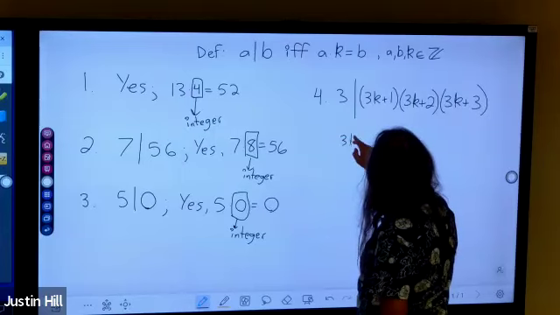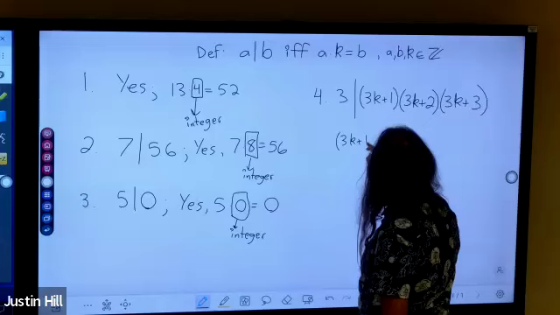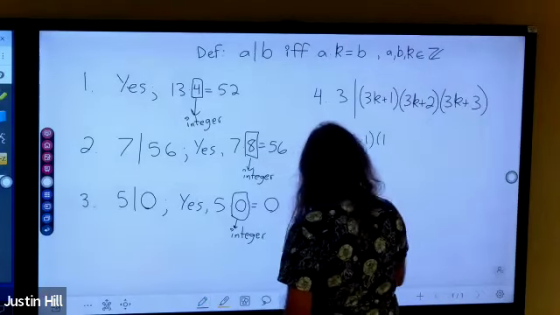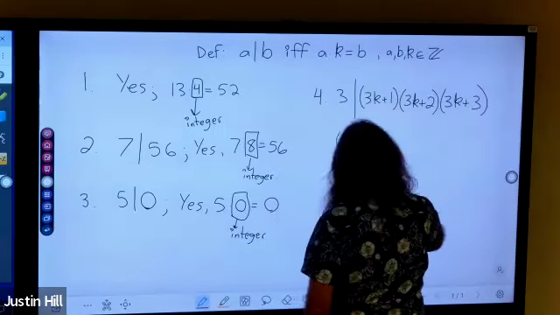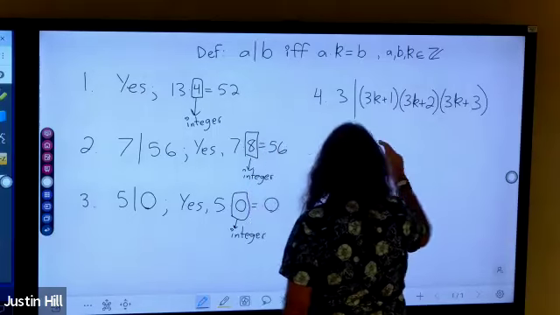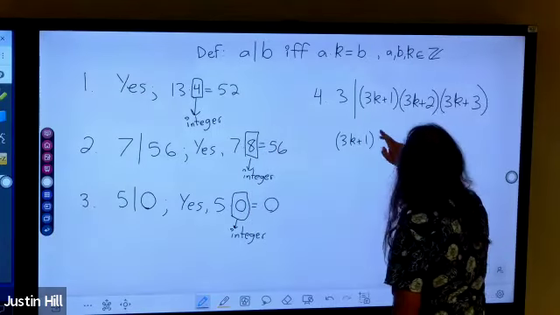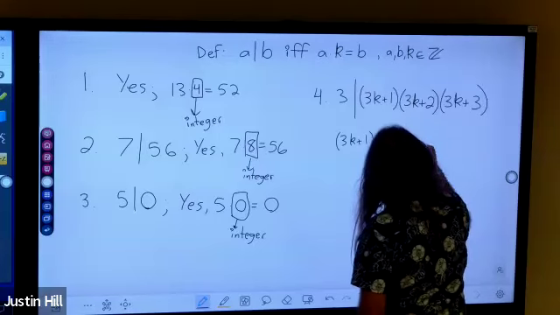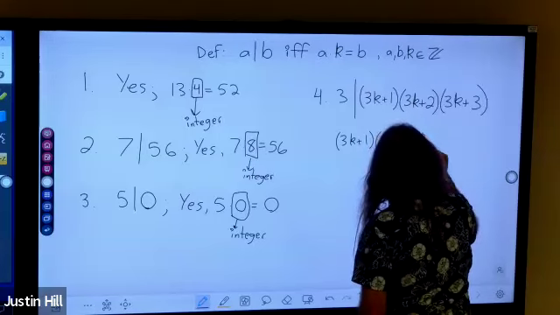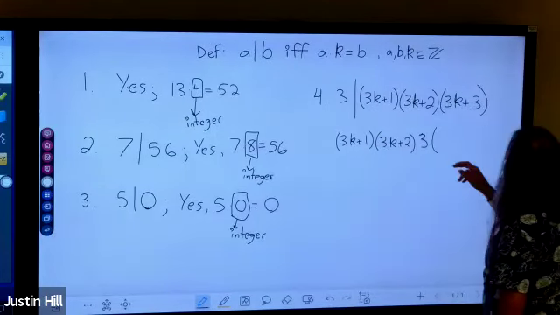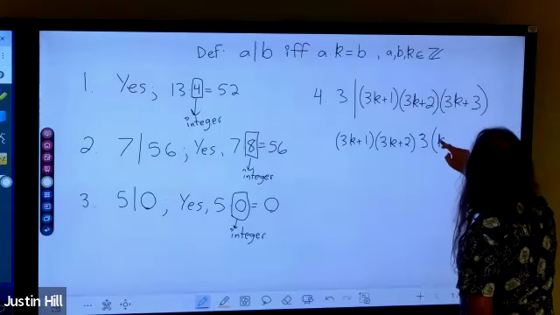So what you might notice here is that the answer to this ends up being yes. But let me give the prep for where I get that answer. What you might notice here is that this last term can be factored. And that factoring is 3 times k plus 1.